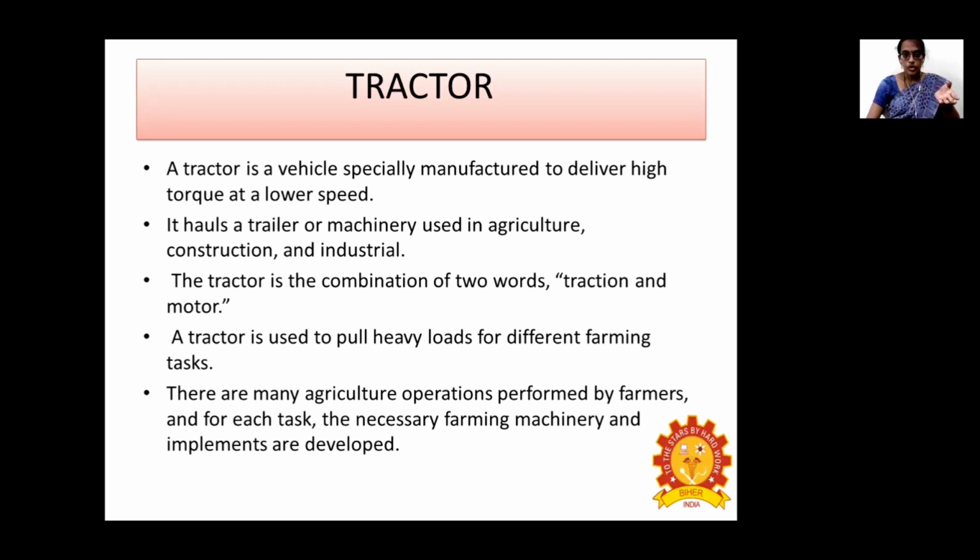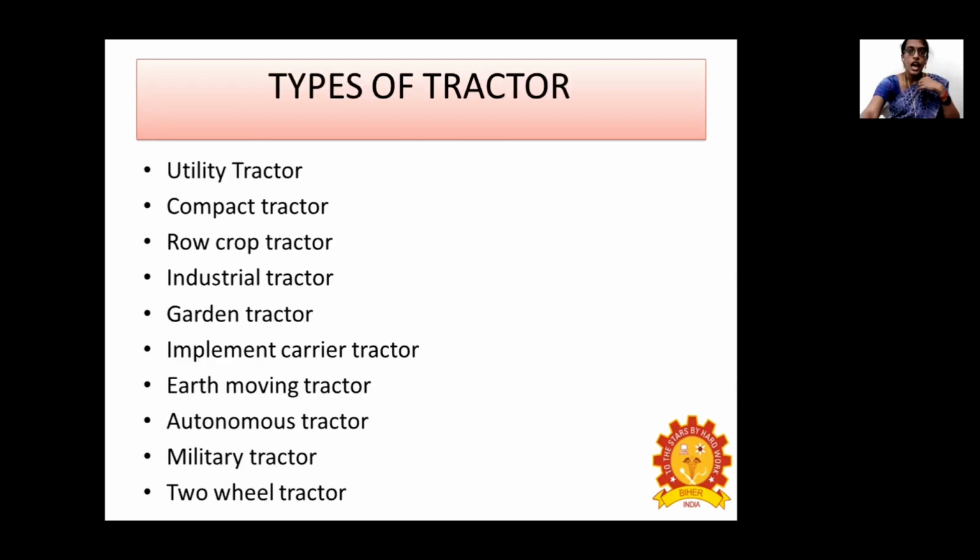and industrial purposes. The word tractor is a combination of two words, one is traction and the other is motor. Normally, a tractor is designed to pull heavy loads for different farming tasks. There are many agricultural operations performed by the farmer, and for each task, the necessary farming machineries and implements are developed. There are different types of tractors which can be classified based on the purposes for which we are using them.